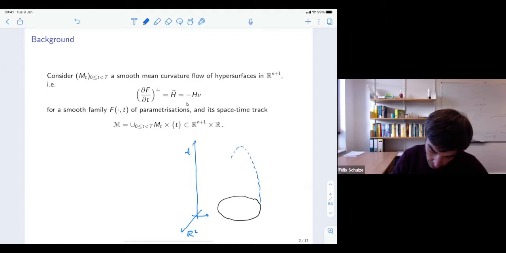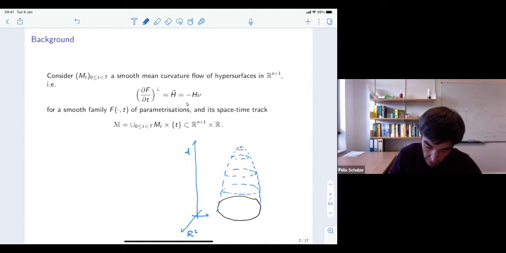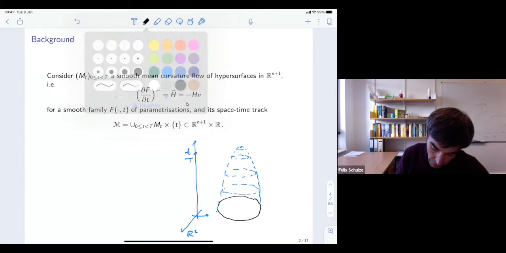So each slice of this parabola gives this shrinking circle at time t. You see the circle accelerates as it goes to the final time, and that would be the singular point where we have the singularity, and that would be the final time. Usually it's called capital T. Okay. Now let's do a bit more difficult picture, but this illustrates this.